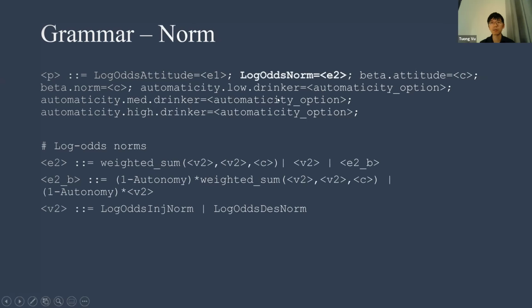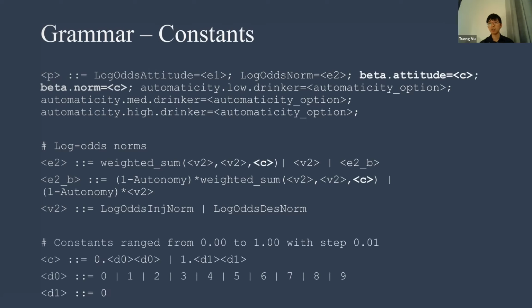Right. So for the norms, the expression we allow is the weighted sum of 2 variables by a constant. We allow a variable to be there. We allow 1 minus autonomy multiplied with the sum or multiplied with the variable. And the variable options we allow are injunctive norm and descriptive norm. So this is in line with what we just discussed about attitude and norm and how we're mapping this concept into this dual process theory.